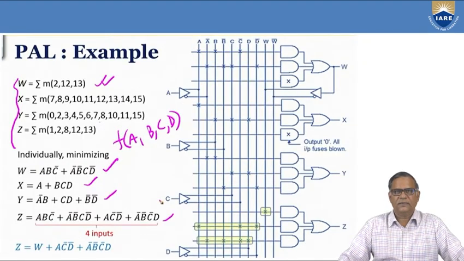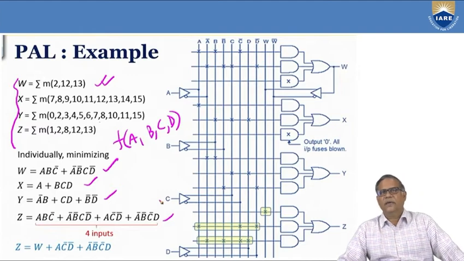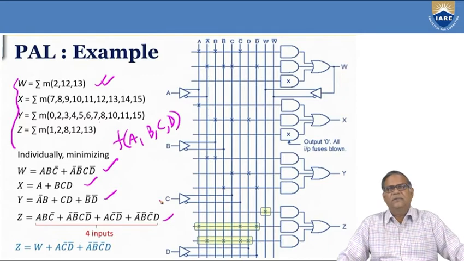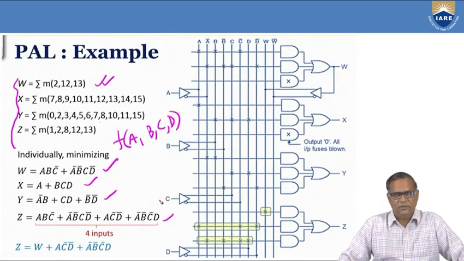Now let us take this example. W is equal to sigma m 2, 12, 13, and X is equal to sigma m 7, 8, 9, 10, 11, 12, 13, 14, 15, and Y is equal to so and so, and Z is equal to sigma m 1 to 8, 12, 13. So how to realize the Boolean function using PAL? That I am going to discuss now.